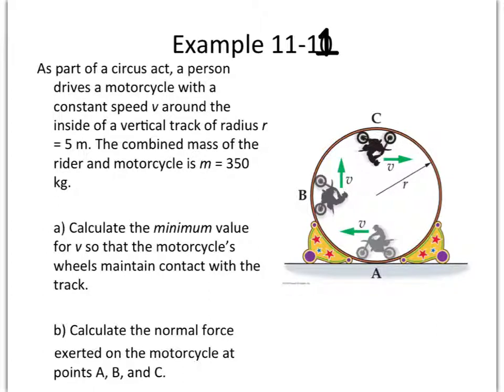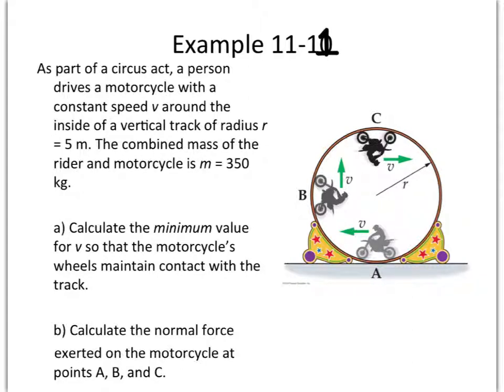So we have a guy at a circus riding this motorcycle inside this enclosed loop right here. Where is he most at danger? Up here, right? Why is that? Well, because of gravity. Gravity is acting towards the center of the circle, and he could potentially fall.